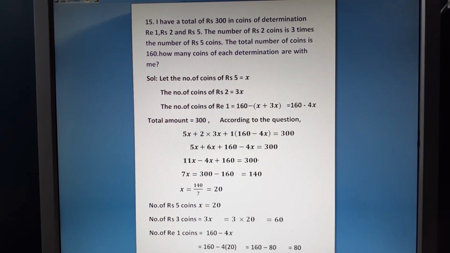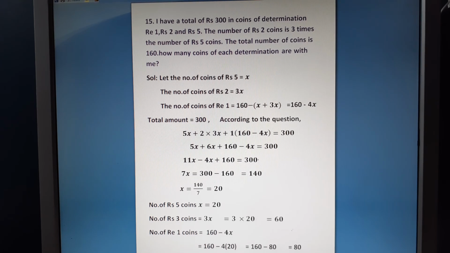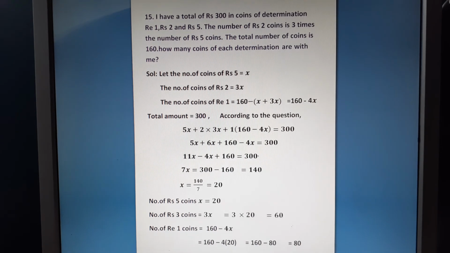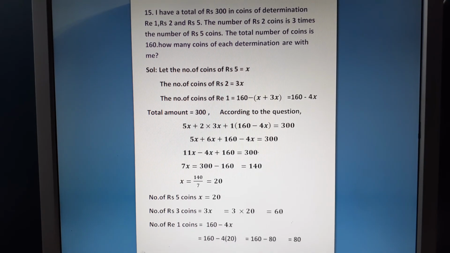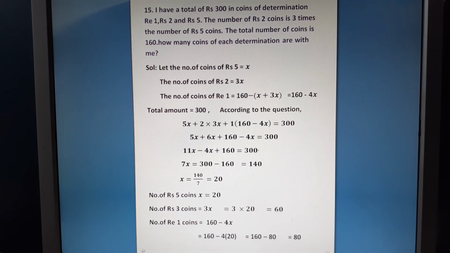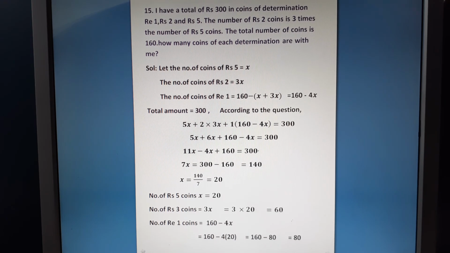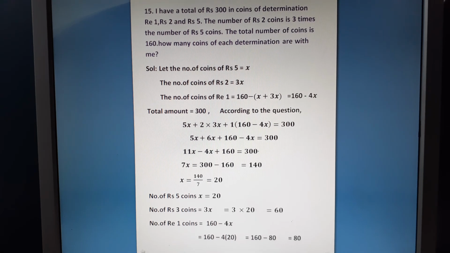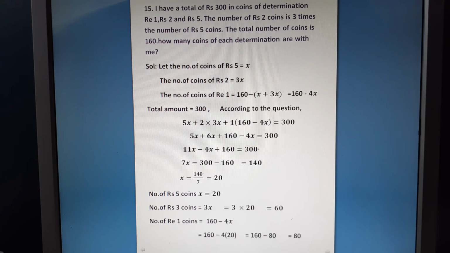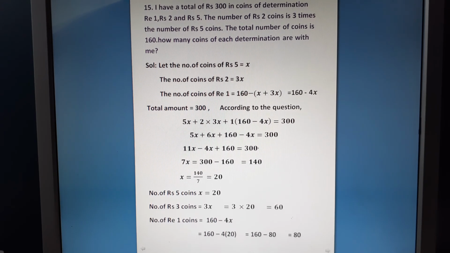5x plus 6x is equal to 11x minus 4x plus 160 is equal to 300. 11x minus 4x is equal to 7x. That is equal to 300 minus 160. Left hand side 160 comes to right hand side. It changes into minus 160. Now 300 minus 160 is equal to 140. So x is equal to 140 divided by 7. That is equal to 20. Now x is equal to 20.